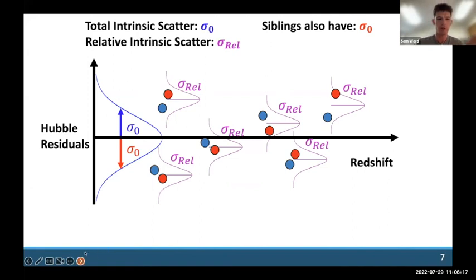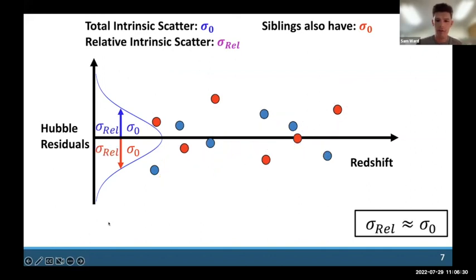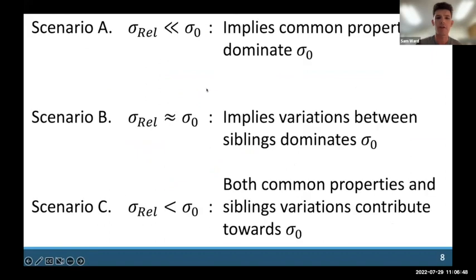So in this picture, I've drawn the siblings' distance estimates as being quite correlated with one another. This is equivalent to saying that the relative intrinsic scatter is small, much smaller than the total intrinsic scatter in the Hubble diagram. But it may well be the case that this relative scatter is large and comparable to the total intrinsic scatter, which is equivalent to saying that the siblings' distance estimates aren't correlated with one another. So draws from within a galaxy are the same as those drawn from a population. And which of these scenarios is closer to the truth can actually help you understand the correlations with the host.